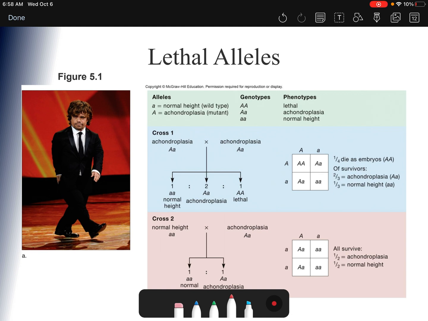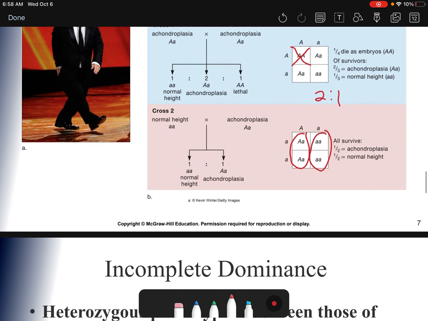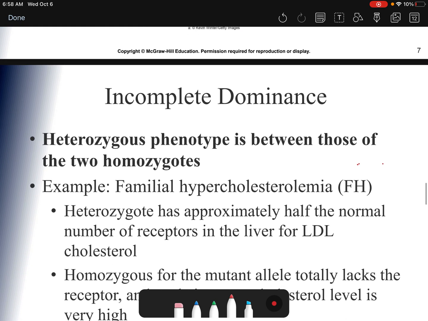This also occurs in achondroplasia, a form of dwarfism. The same thing would happen if two individuals who had this type of dwarfism had children together. One quarter would be taken out because they would die as embryos. So there'd be a 2-to-1 chance of having achondroplasia versus normal height. And if a normal height person had children with a person with achondroplasia, it would be a 50-50 chance of normal height children and children with achondroplasia.